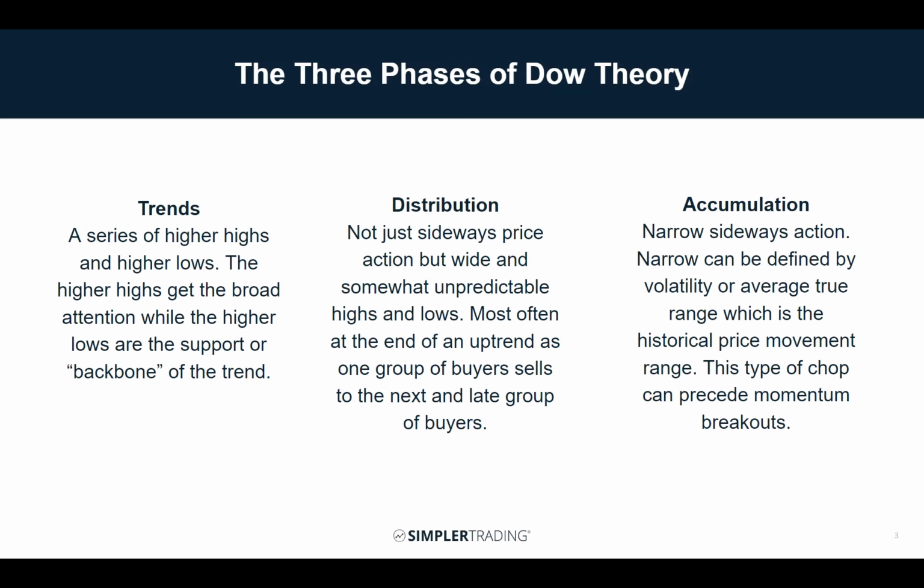Uptrends, downtrends. Now we know distribution is kind of the rope-a-dope, or the end of an uptrend, as the smart buyers or the early buyers are getting out and selling to the latecomers. We've seen this many, many times, typically in a topping pattern of a lot of broad equities rallies. Accumulation is that very quiet, sideways, narrow, and we'll talk more about each one of these in the following slides, but that quiet, narrow trend.